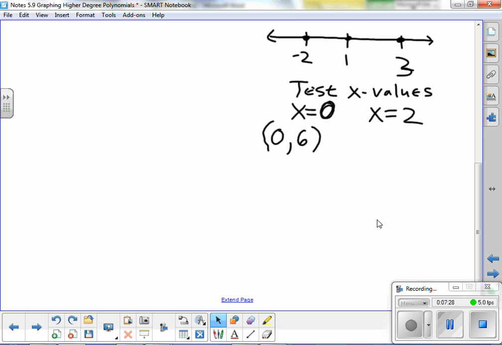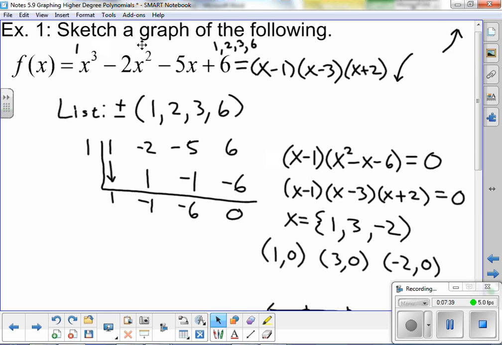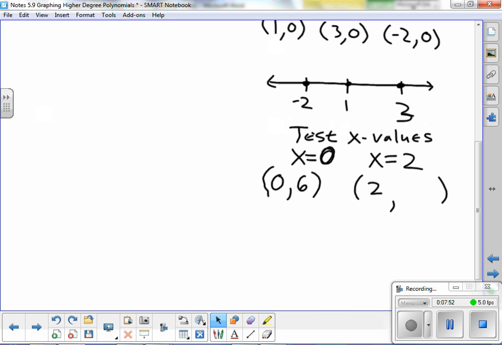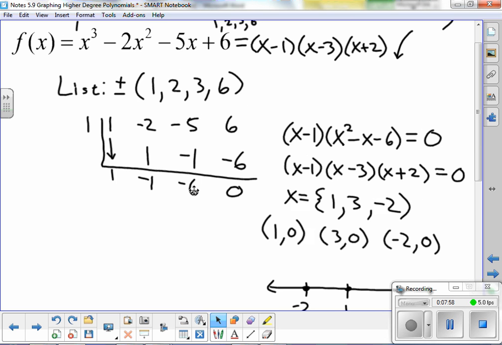X equals 2, you can do that. Like I said, these are pretty small numbers, so it's not too hard to just plug them in and do them in your head. For that one, I would probably do this one. 2 minus 1 is a 1. 2 minus 3 is a -1. 2 plus 2 is a 4. So 1 times -1 is -1, times 4 is -4. Let me make sure I did that right, because I did it all in my head. I don't like doing stuff in my head. So we plugged in a 2. 2 minus 1 is 1. 2 minus 3 is -1. 2 plus 2 is 4. Yeah, so -4. Looks good.